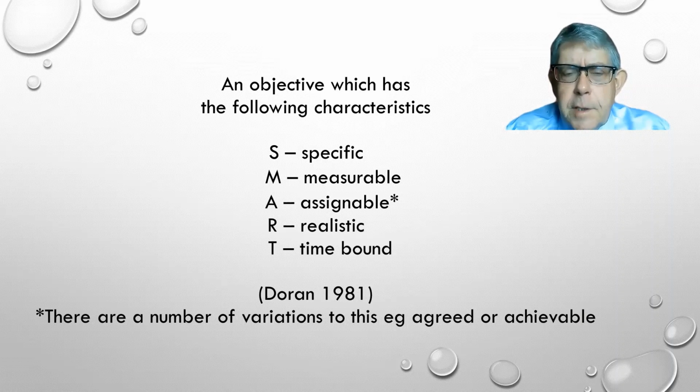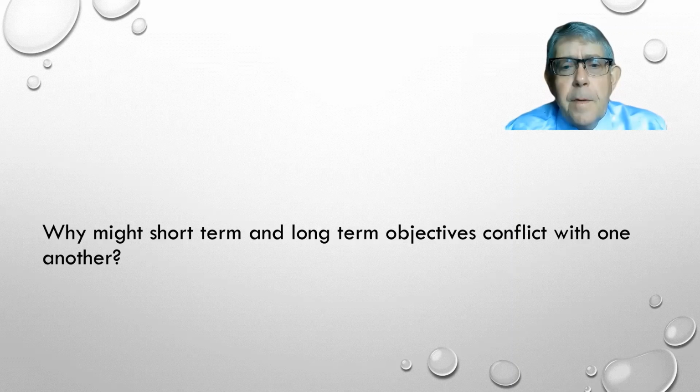It needs to be realistic. That simply means that there is basically no point in setting targets that can't be met. And then time bound means that there should be a date by which the objective is actually achieved. Incidentally, the A in SMART is often changed to either agreed or achievable, but the one we're looking at there, assignable, is the original one from Doran 1981.